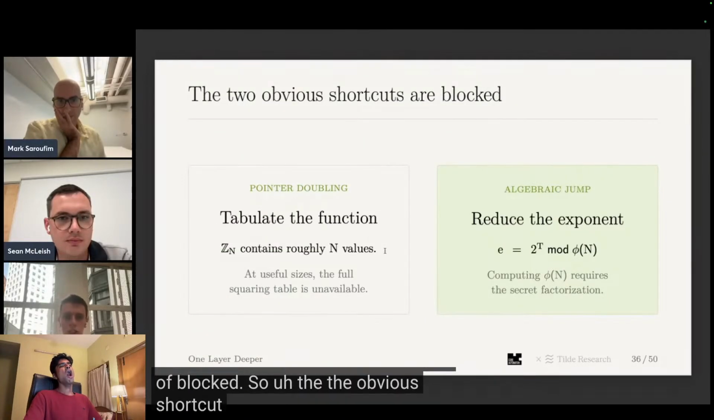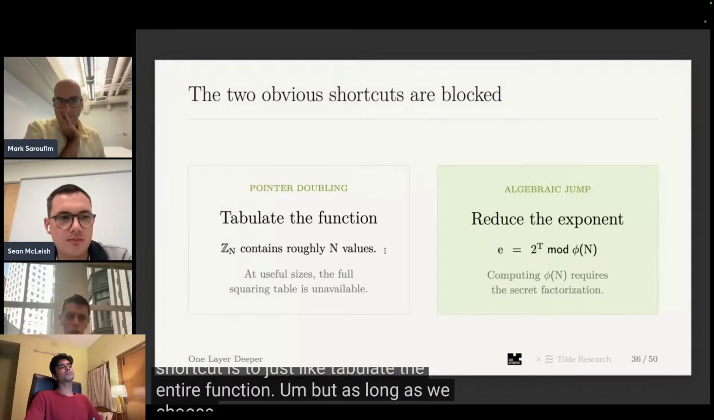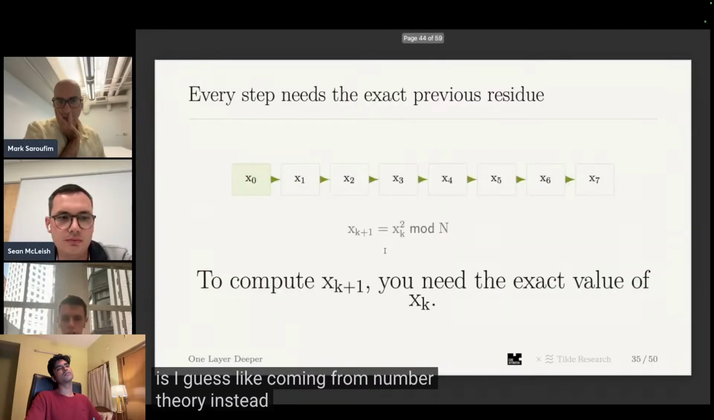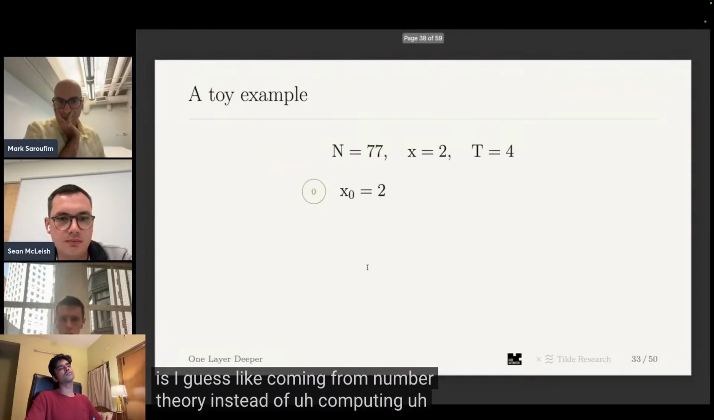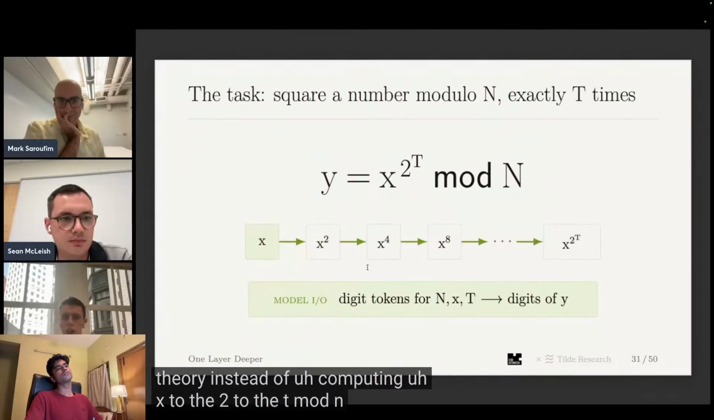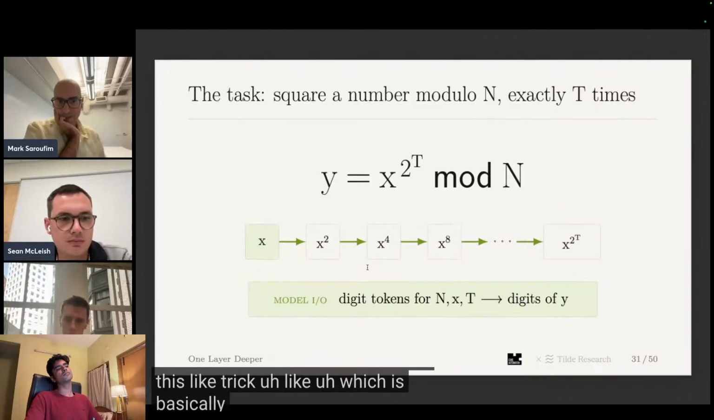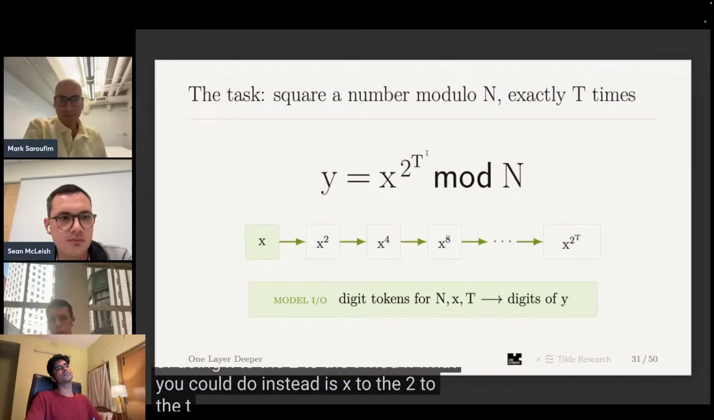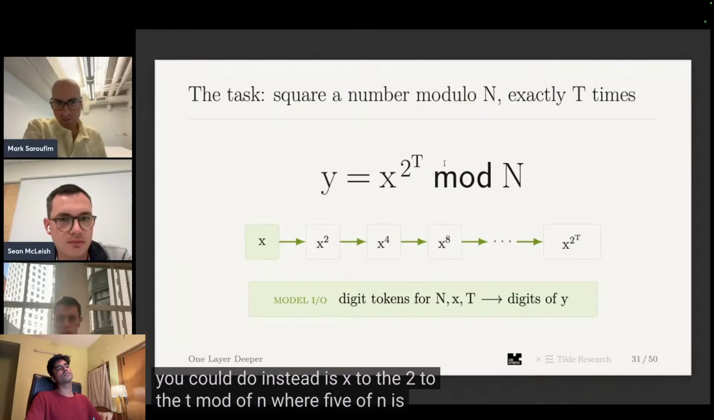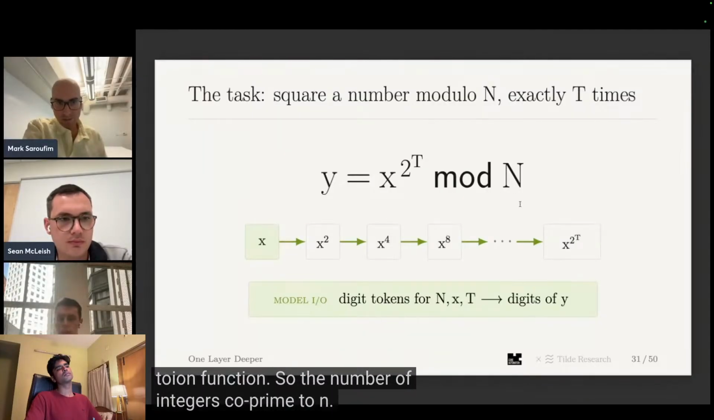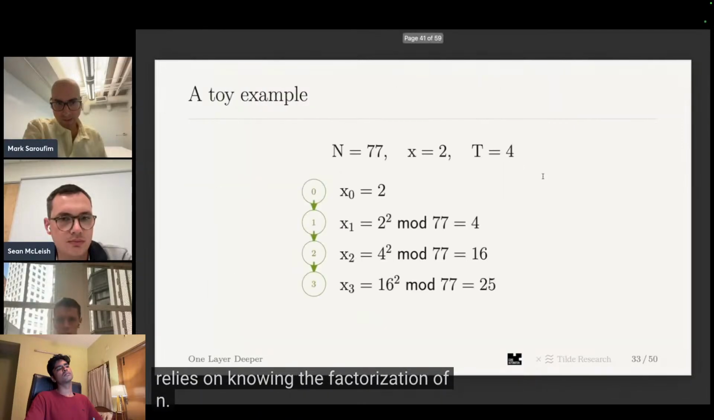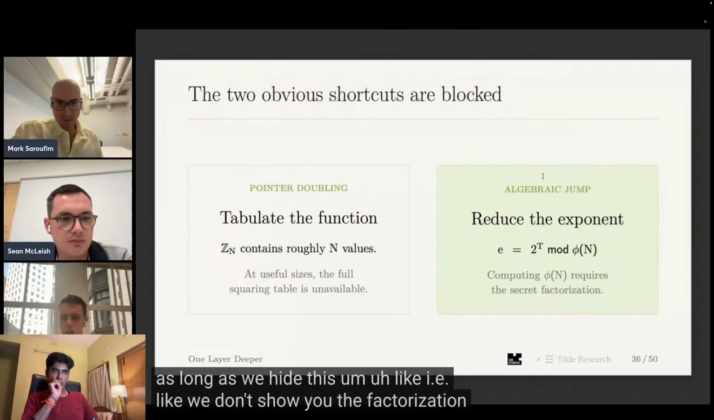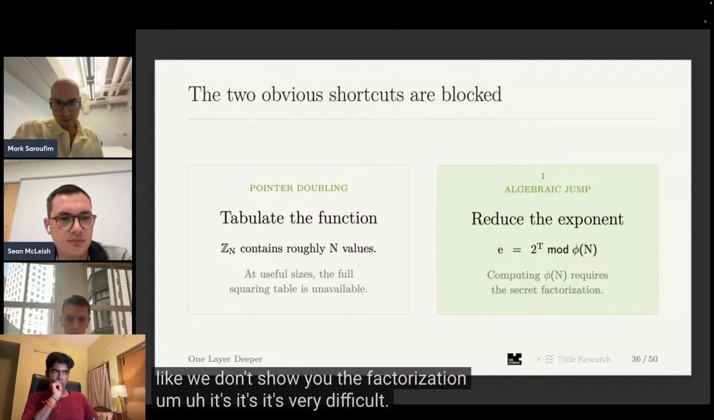So the obvious shortcut is to just tabulate the entire function. But as long as we choose n sufficiently large, this is not possible. And then the other thing, coming from number theory, instead of computing x to the 2 to the t mod n, there's this trick, which is basically Lagrange's theorem: instead of doing x to the 2 to the t mod n, what you can do instead is x to the 2 to the t mod φ(n), where φ is the totient function, the number of integers co-prime to n. But this relies on knowing the factorization of n. And as long as we hide this, i.e., we don't show you the factorization, it's very difficult.